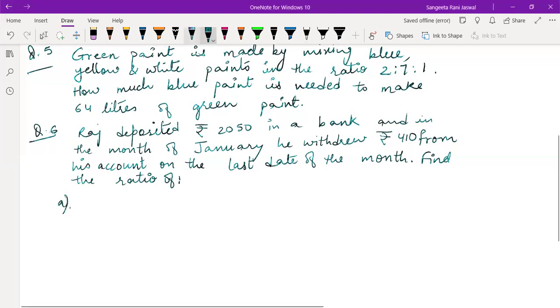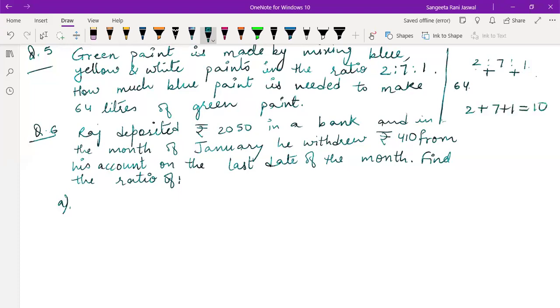Now see here. See Neha, green paint is made by mixing blue, yellow, white paints in the ratio 2:7:1, right? I'll show you here. This is the ratio given to us. How much blue paint is needed to make 64 liters of green paint? See, the total capacity is 64 liters of green paint, made by mixing all these colors, right? So total capacity 64 liters is divided in this ratio. So let's take the sum of the ratios first. 2 plus 7 plus 1, right? So that is 10.